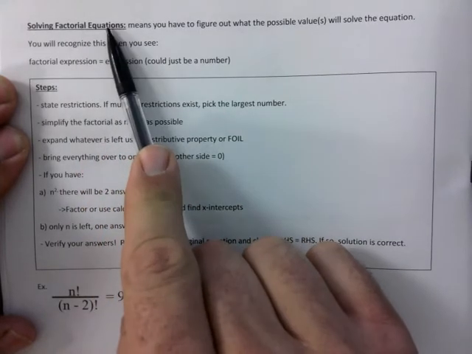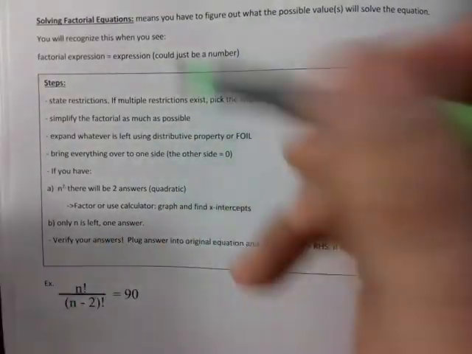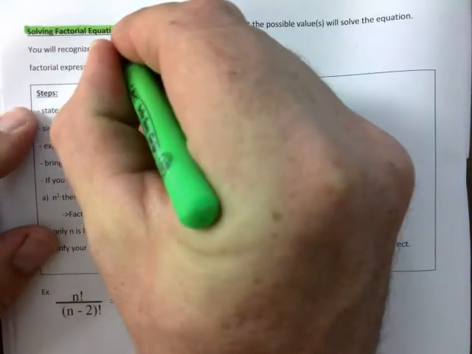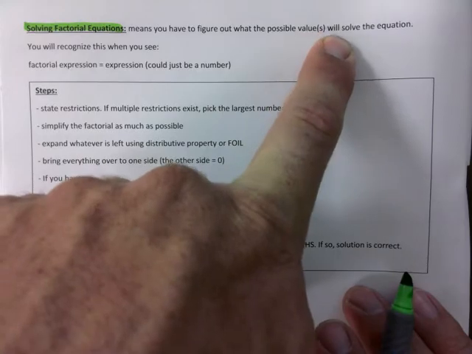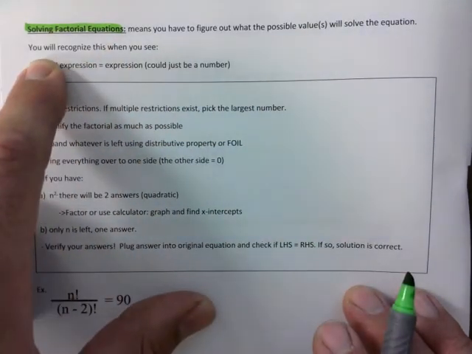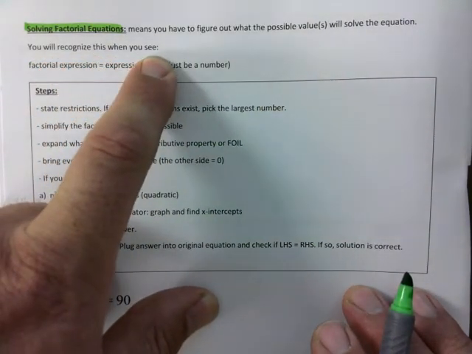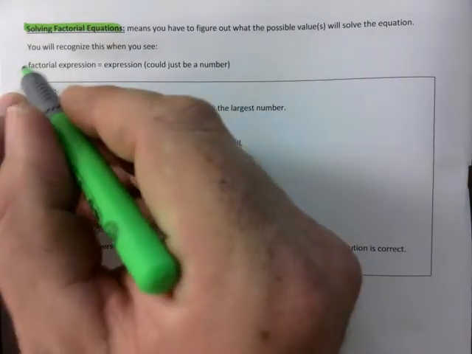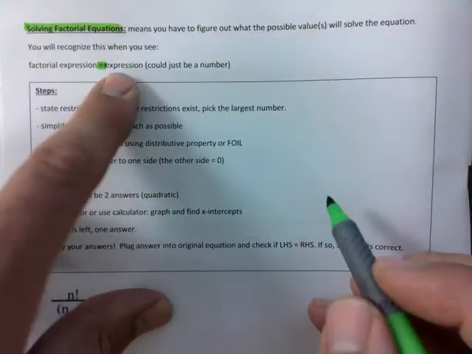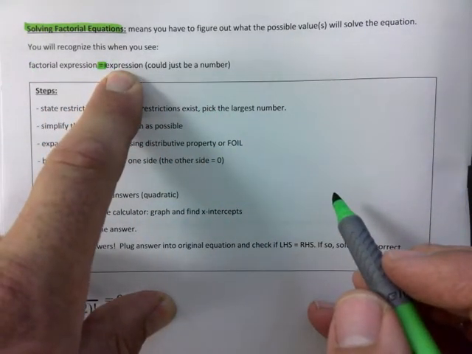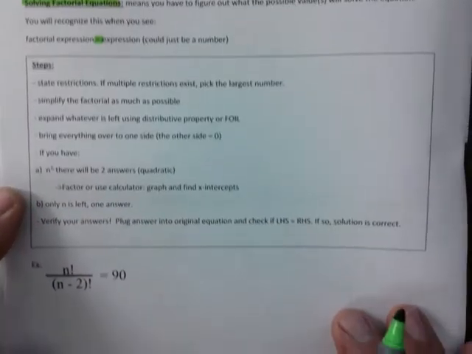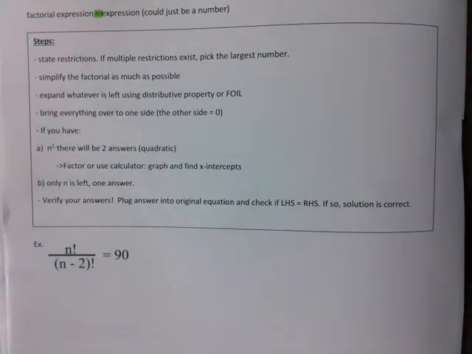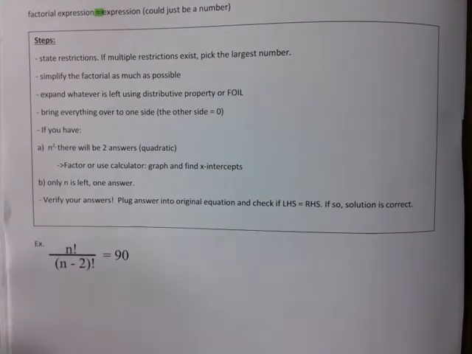Solving factorial equations. Okay, so now we're not going to do expressions. It's going to be equations, right? Means you have to figure out what the possible values will solve the equation. Okay, you will recognize this when you see a factorial expression equals an expression on the other side. Could just be a number. Okay. These are the steps you do just as before, page 14.